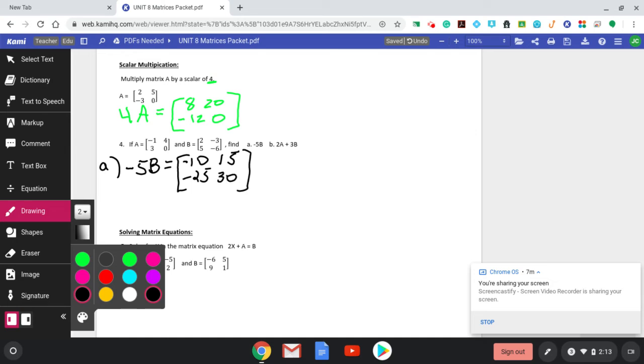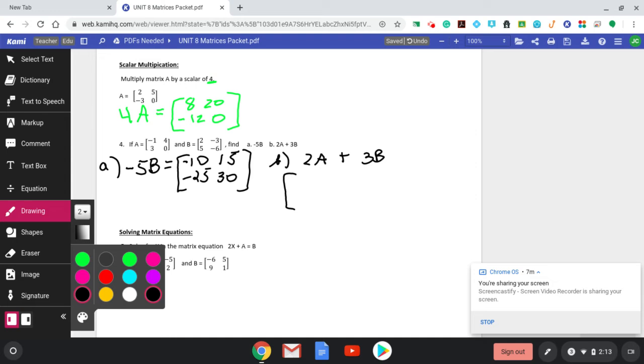All right, now we start combining some stuff. Now we got to start taking our time. Now in part B, it's saying, all right, take matrix A and multiply it by 2. Take matrix B, multiply it by 3, and add those bad boys together. Okay, so do your multiplication. It's just like order of operations. Multiplication comes before addition.